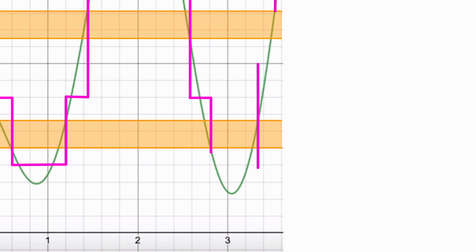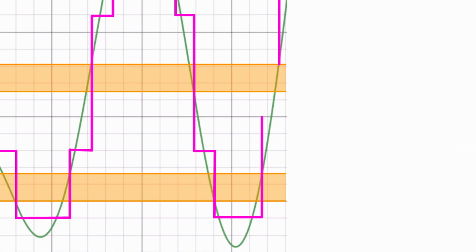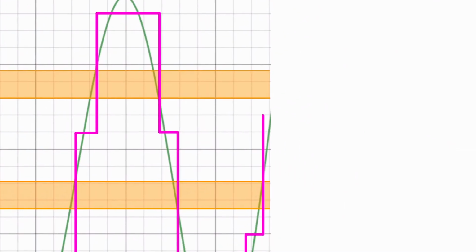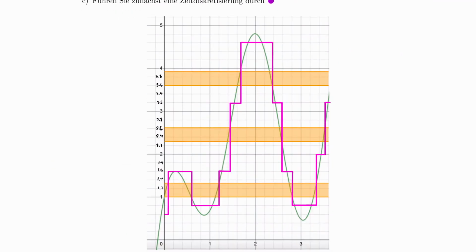Oopsie daisy, that looks disgusting. And that goes here, that goes there. And this guy will go up until here. And this will stay like so. And then this will stay like so. So now we're done with the Wertdiskretisierung.